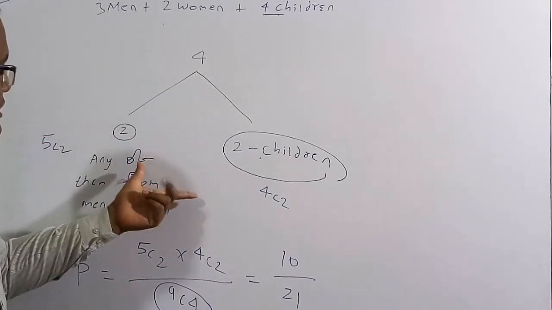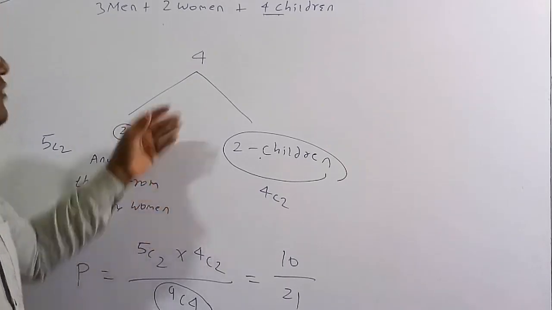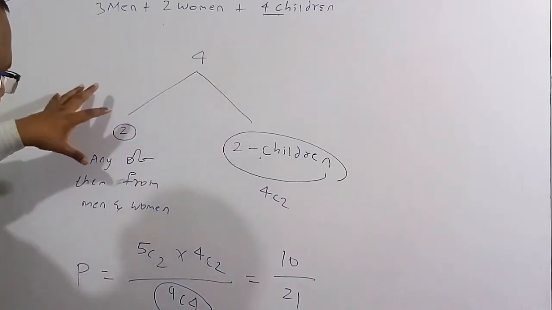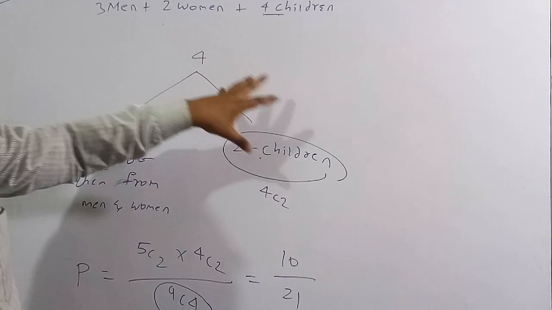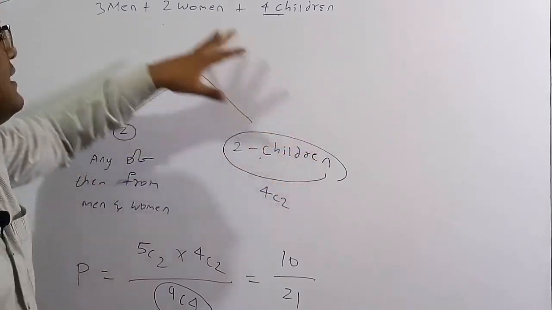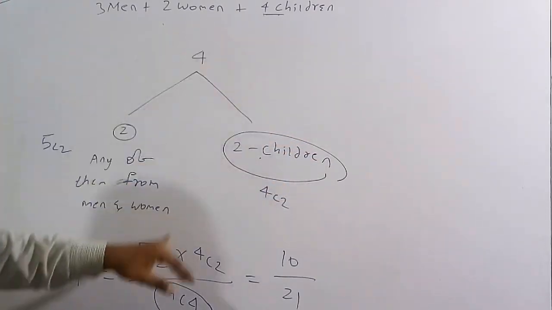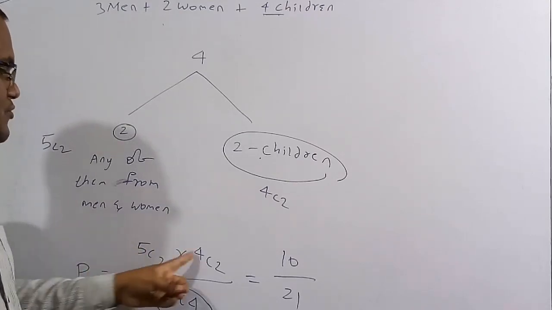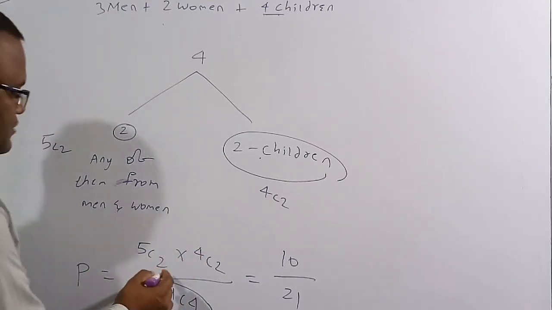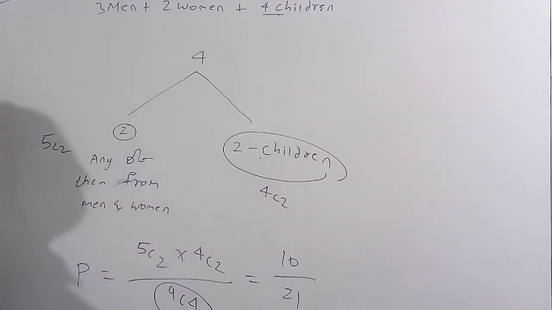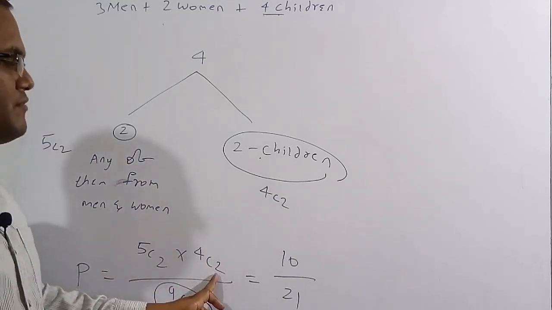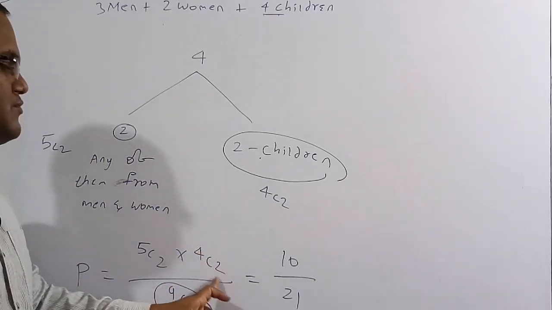But here, if these 2 terms are present, then only we can make a team of 4 people. Means we have to select these 2 people and also select these 2 from children. Then only this team of 4 is going to be present. Then only we have to make the product. So 5C2 into 4C2 means the number of ways we can select 2 people from either men and women is 5C2, and the number of ways we can select 2 children from 4 children is 4C2.